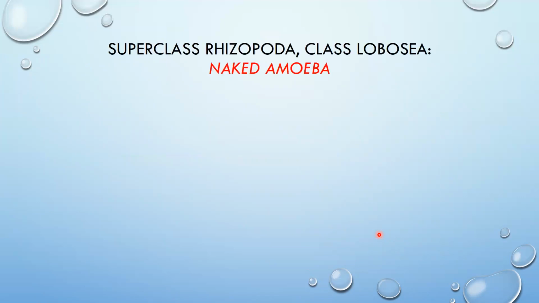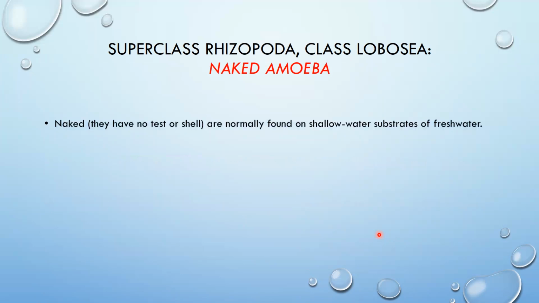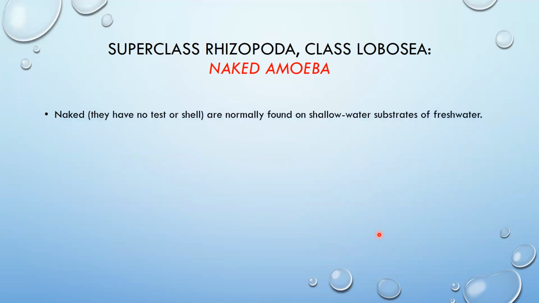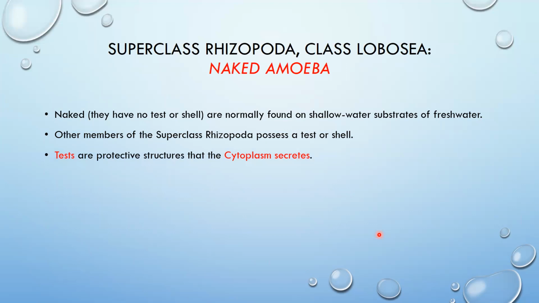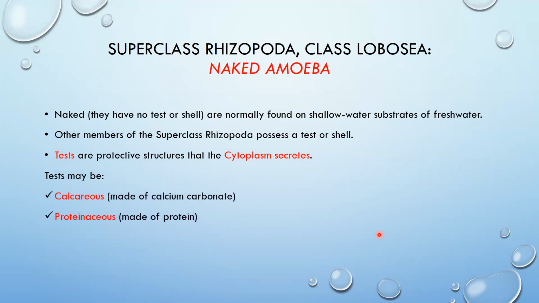So superclass Rhizopoda, the class Lobosea, the naked amoeba. Naked, they have no tests or shells, so they are normally found on the shallow water substrates of the freshwater. Other members of the superclass Rhizopoda possess a test or shell. Tests are the protective structures that the cytoplasm secretes, and a test might be calcareous, made up of calcium carbonate, proteinaceous, made up of protein, or siliceous, made up of silica.